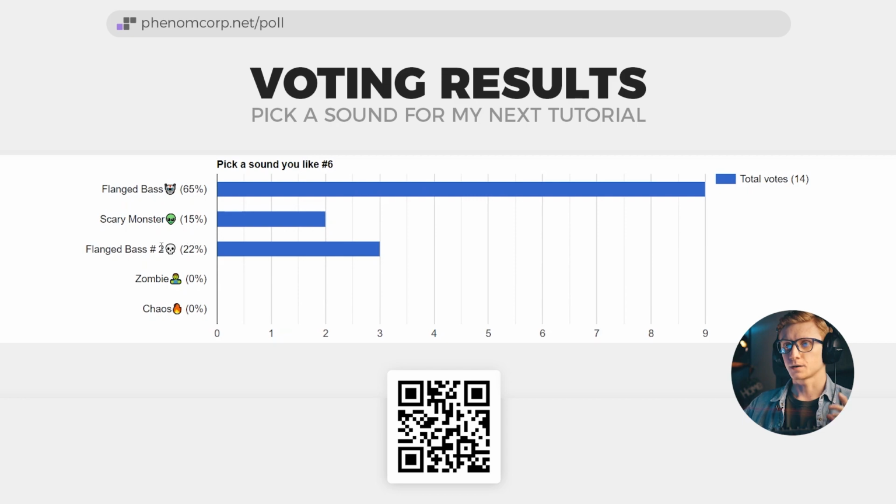In second place there is the flanged bass number 2 with 3 votes. And a scary monster growl with 2 votes is in third place. Awesome, now let's find out how to synthesize this sound, and let me quickly remind you how it sounds in the mix.